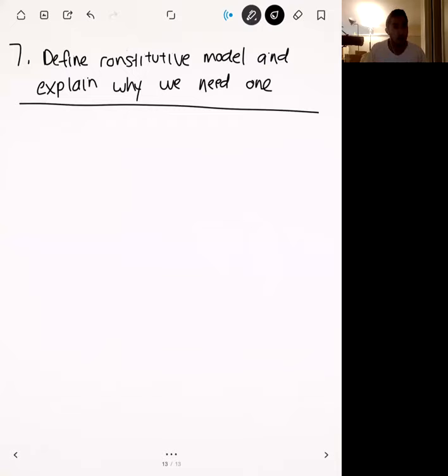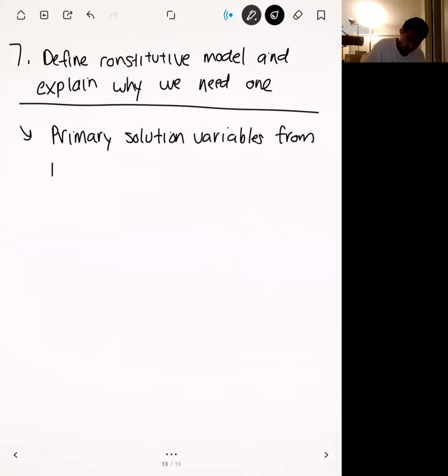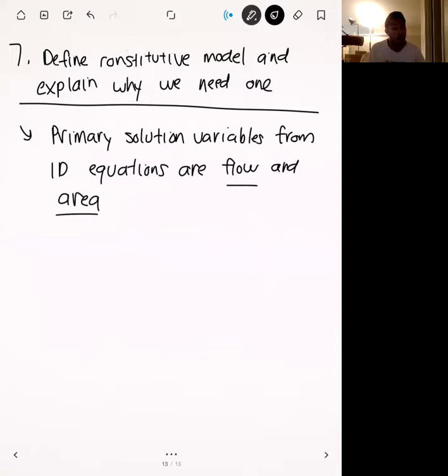Okay, so constitutive model, and why do we need one? Let me motivate that first. Like we mentioned before, our primary solution variables from the 1D equation are going to be flow and area. Which is fine.